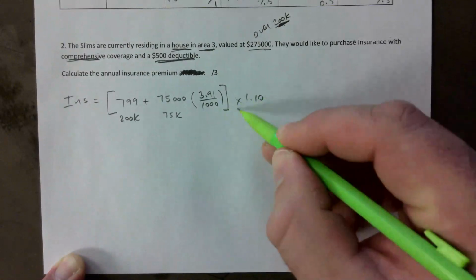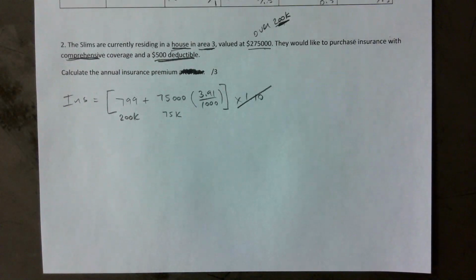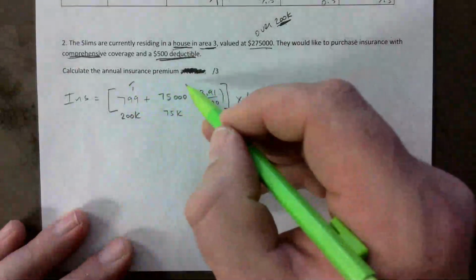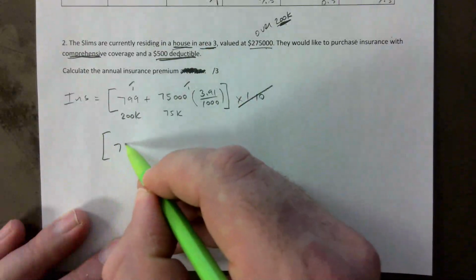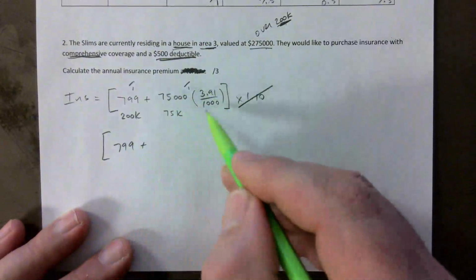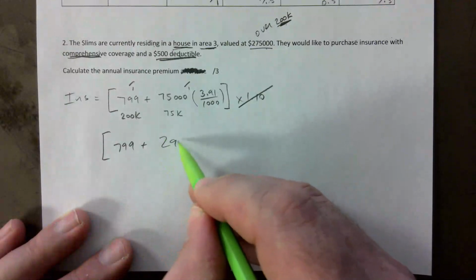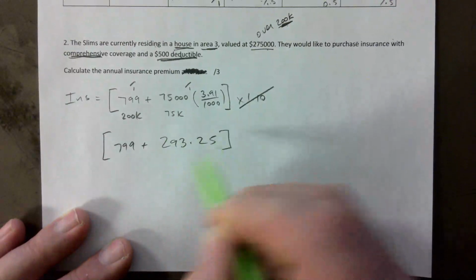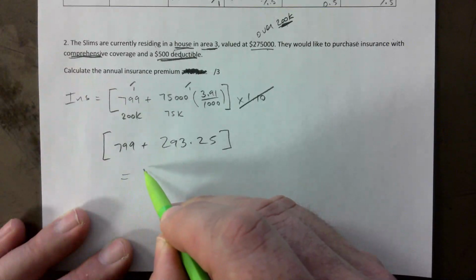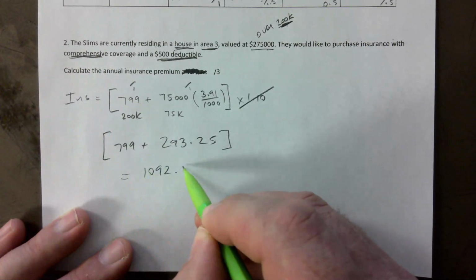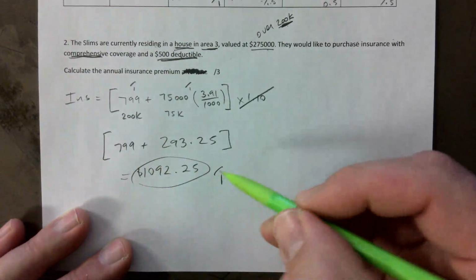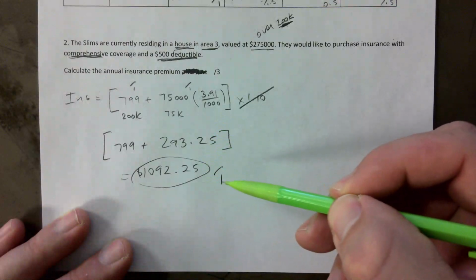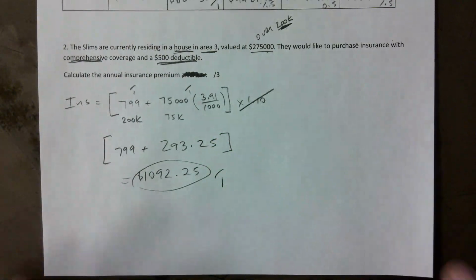This part right here, we don't worry about because it's a $500 deductible policy. So you get one for this, one for this. Okay, so that cleans up to $799, and then this part gives you $293.25. You add that up, you get $1,092.25. So another mark for computing this correctly and getting your final answer.